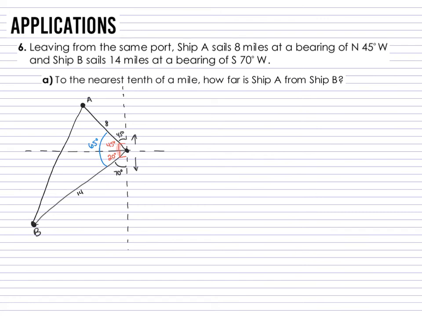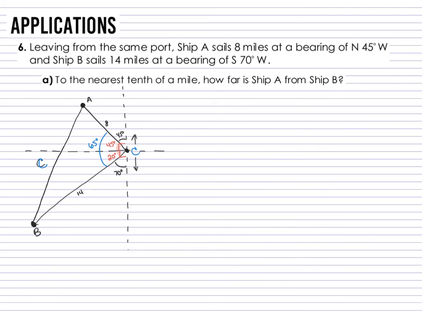So what we have now is we know that ship A sailed for 8 miles, so we have one side. We know that ship B sailed for 14 miles, so we have two sides. And then we know that the angle between them is 65 degrees. So we have two sides and an angle, which could be either law of sines or law of cosines, depending on what we have. The problem is the one angle we have is across from, we're going to call this angle or side C. We'll make this angle C, and this is side C.